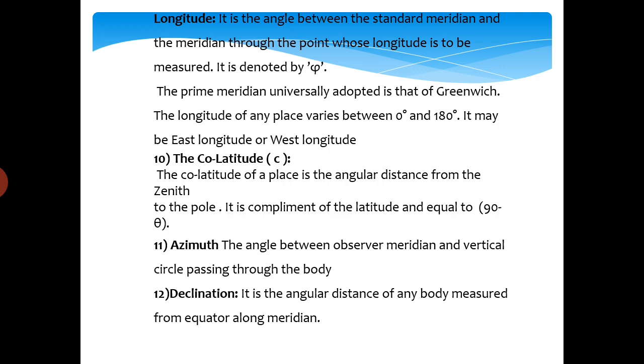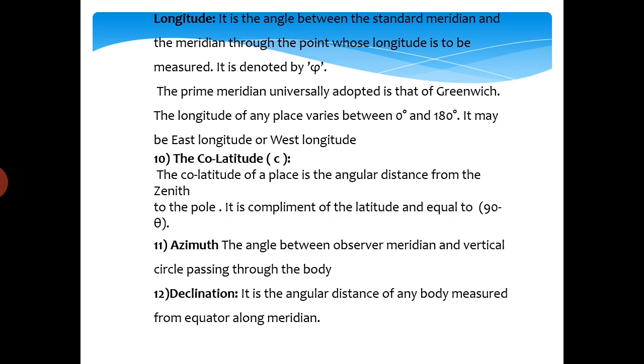So the next term is colatitude. Colatitude is the angular distance measured from the zenith, that is, colatitude is equal to 90 degrees minus latitude. The latitude is measured from the equator, and the colatitude is measured from the zenith point.